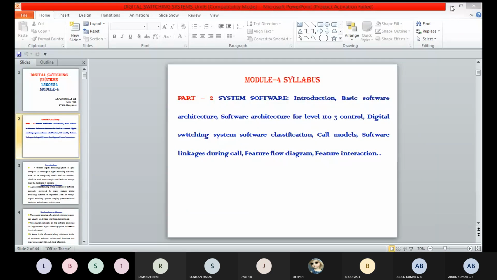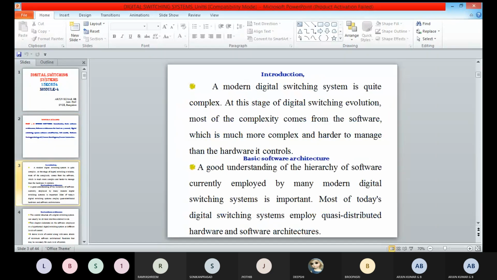See, in the modern DSS we have different types of software used in the system. Generally, we employ a quasi-distributed hardware and software architecture, and the software employed in the modern DSS works at different levels of control. I'll show the figure. The basics of the architecture: level 1, level 2, level 3.